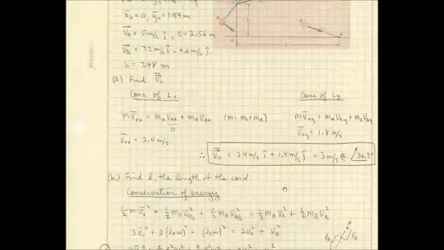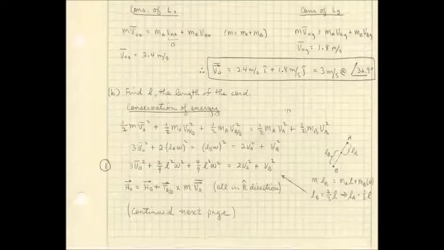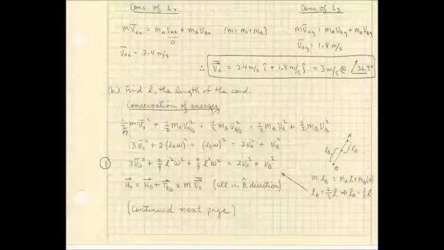For the B part, we're going to find the length L of the cord, and to do that we're going to use conservation of energy. We'll start off by writing that we have an energy of 1/2 m, total mass of the system, times V naught bar squared, plus the energy with respect to the center mass, 1/2 ma, the velocity of A with respect to G squared, plus 1/2 mb, the velocity of B with respect to G squared. That's got to be equal to the energy afterwards, which is 1/2 ma VA squared plus 1/2 mb VB squared.